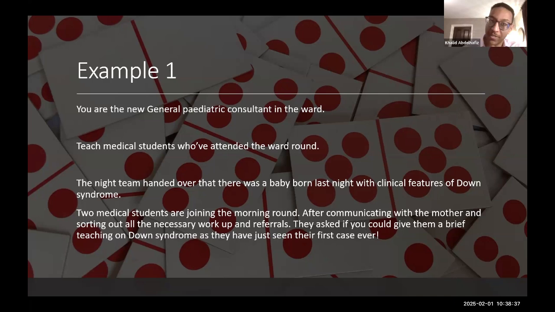But what I want you to do is to write 3 pieces of information, 3 points that you want to teach. Let's do it together. So now it's Down syndrome. What are the 3 pieces of information you want these medical students to go home knowing today? The features, like the facial features and the complications of Down syndrome. And he needs to know there is follow-up in the future for any patient with Down syndrome.